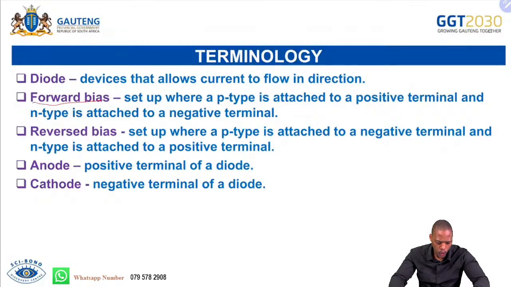And then anode, a positive terminal of the diode. So anode is the positive terminal of the diode, while cathode is the negative terminal of a diode. Those are terms that by the end of this lesson, we should be able to know what they mean and be familiar with.